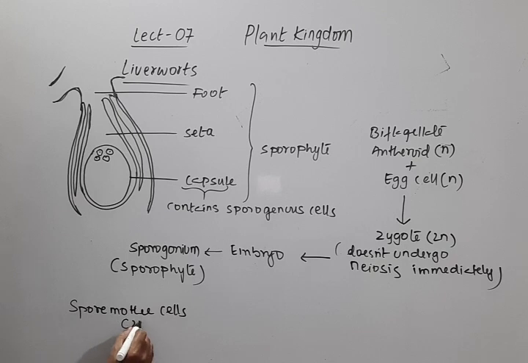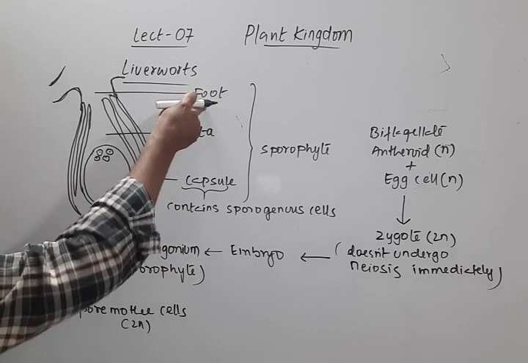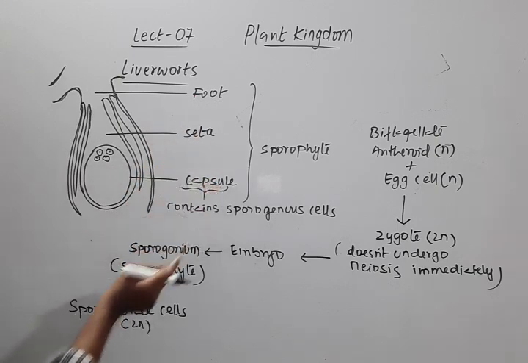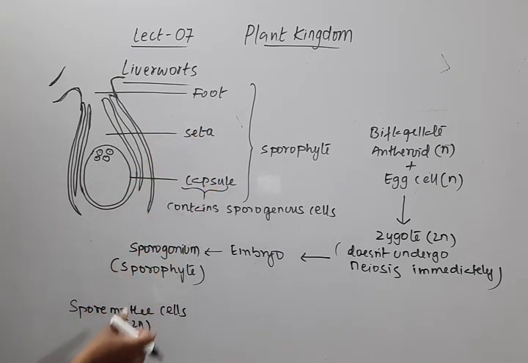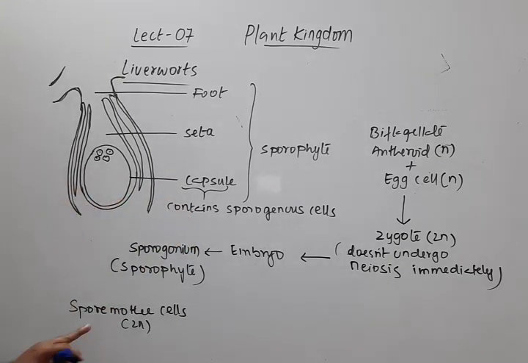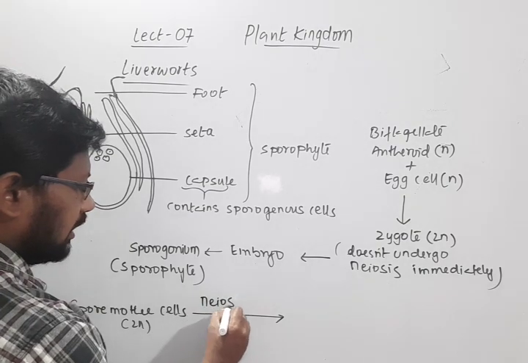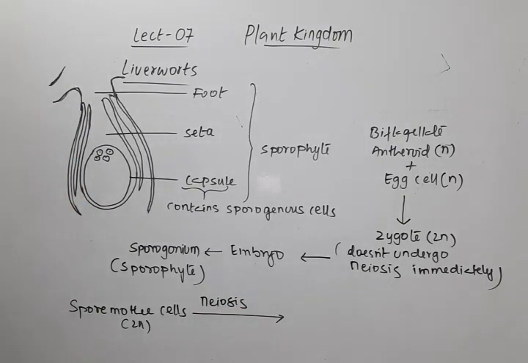So these spore mother cells are diploid. The sporogonium has three parts: foot, seta, capsule. And inside the capsule there will be sporogenous cells. These sporogenous cells will act as spore mother cells, and these spore mother cells are going to undergo the reduction division, that is meiosis.